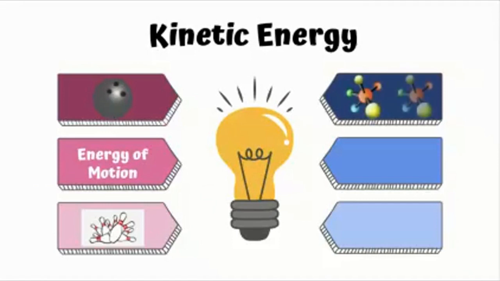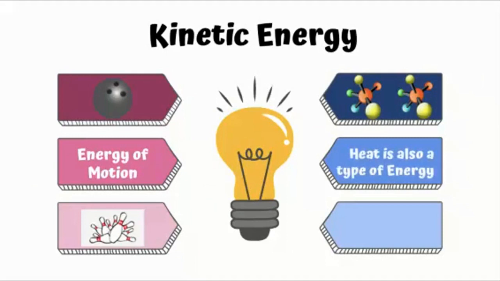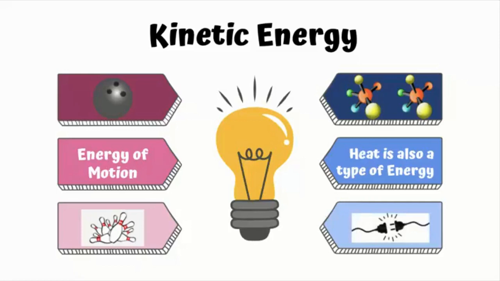Then we talked about also how energy can be in little bitty molecules that can also form heat. And so those molecules will move and then it will form heat. And so heat is also a type of kinetic energy. Then we talked about electricity and how electricity is another form, and light. So, kinetic energy, whenever something is in motion, it has kinetic energy.